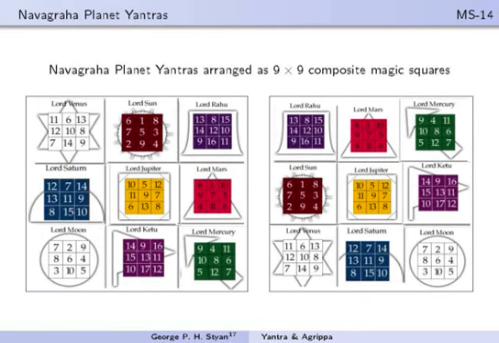Here are some Navagraha planet Yantras arranged as 9 by 9 composite magic squares. Again, now we have Jupiter in the center. In the right panel, the Sun is in the center left. In the left panel, the Sun is in the center top.